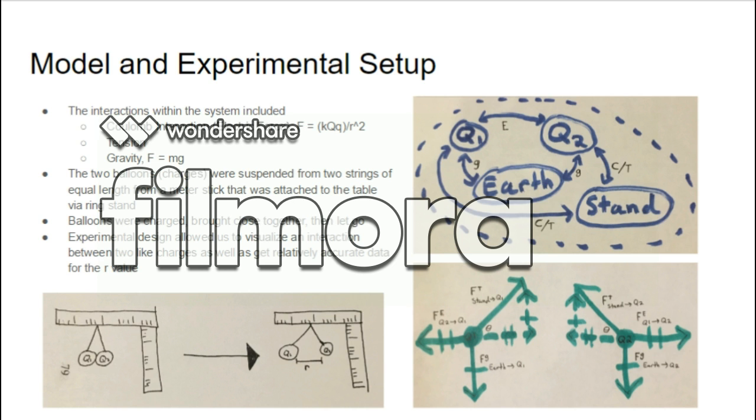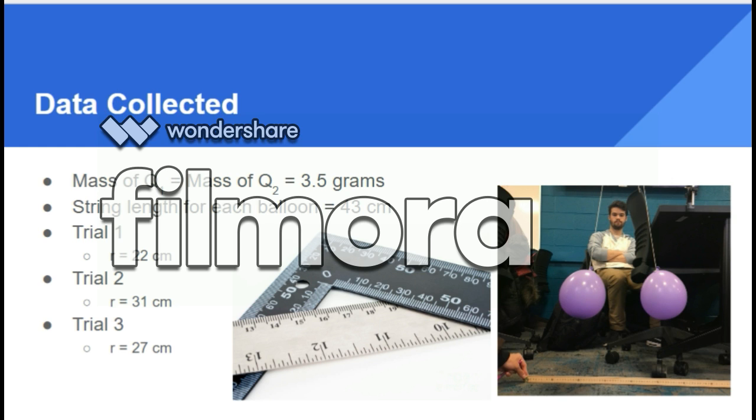This is one of the key variables in the Coulomb equation. Recall how the key points of the free body diagram included tension, gravitational, and Coulomb forces. Gravitational forces depended on mass, so we measured each balloon at 3.5 grams. For tension forces, we made sure both strings were 43 centimeters to keep things constant. And for Coulomb forces, we were interested in distance, R, to measure those forces.